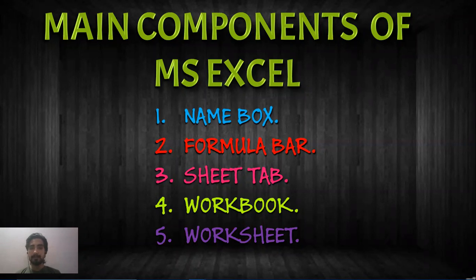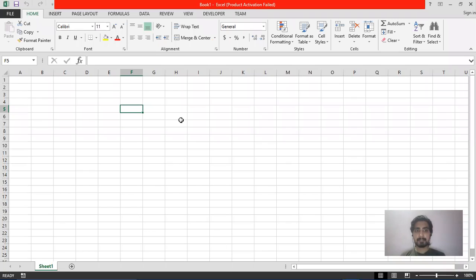So for understanding these major components of the MS Excel application better, let's move on to the application and see these components one by one. So now we have the MS Excel application open on our computer. In this window, you can see one box in which F5 is written.